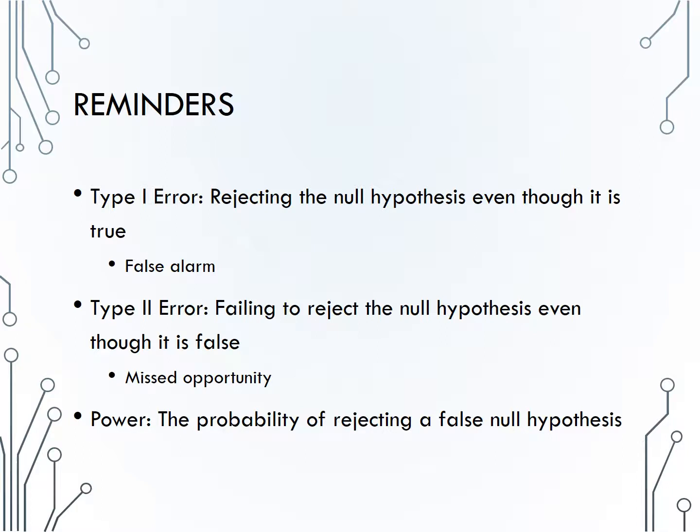First, some reminders of the definitions we've covered in this section. A type 1 error is when we reject the null hypothesis even though it is true. A type 2 error is when we fail to reject the null hypothesis even though it is false. And power is the probability of rejecting a false null hypothesis.